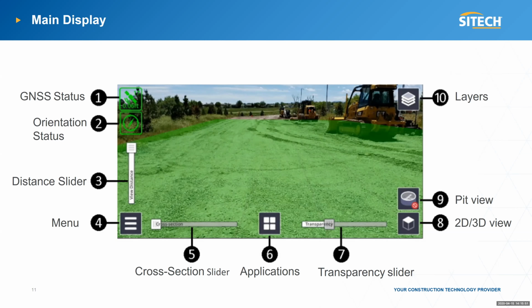Number 9, the pit view option. It's a tool that helps you visualize underground models, underground utilities. And I have a different slide to talk more about the pit view option, but it's very useful for underground utilities. And number 10 is the layer button, where you can switch on and off different layers of your model, depending on what you want to see on the screen.